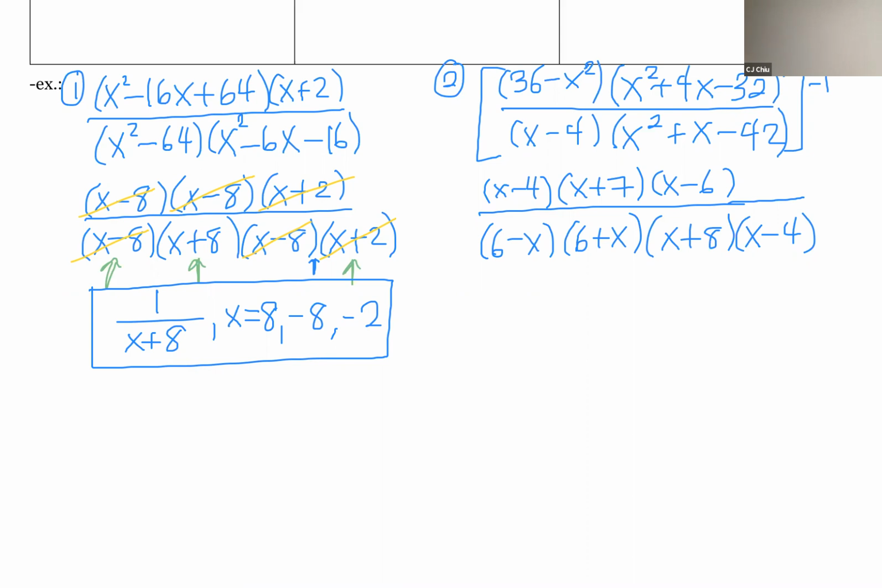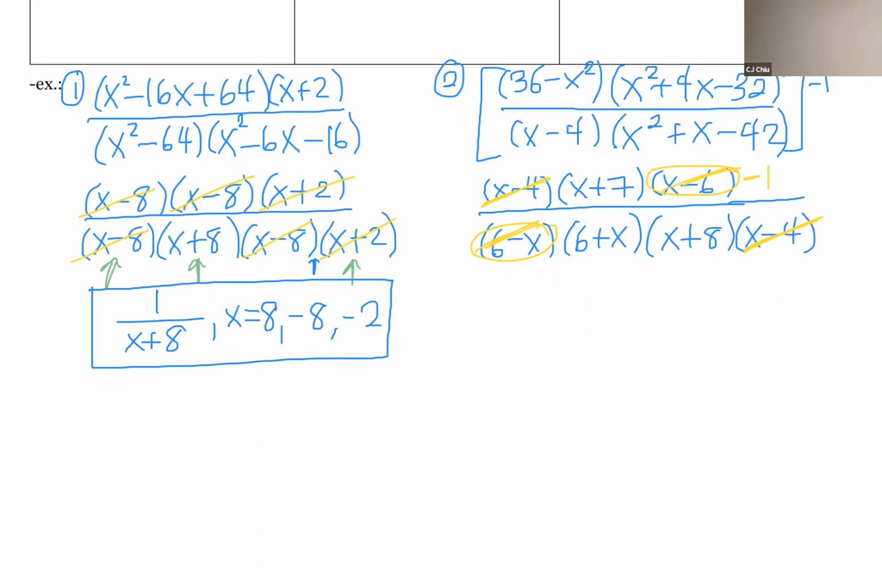If you need to pause this and just work on the factoring, that's okay. So same thing, we can cancel x minus 4. What happens is x minus 6 and 6 minus x are basically the same thing, except you're left with negative 1, and it doesn't matter where you put the negative 1. So if we cancel these, we're going to be left somewhere with a negative 1.